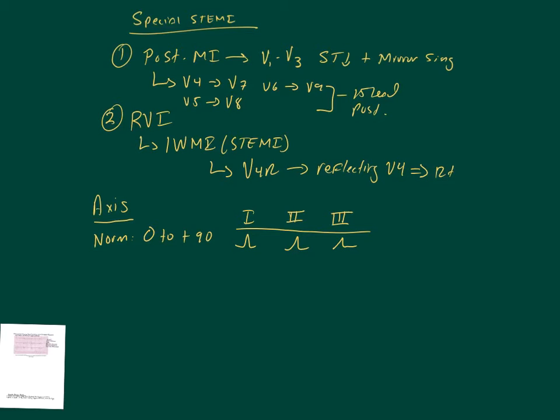All right. What is a pathologic LAD? Yeah. 0 to negative 30, right, negative 30 to negative 90 degrees, right? What will that look like? Good. And then we have right axis deviation, which is positive 90, good. 90 to 180. What will that look like?